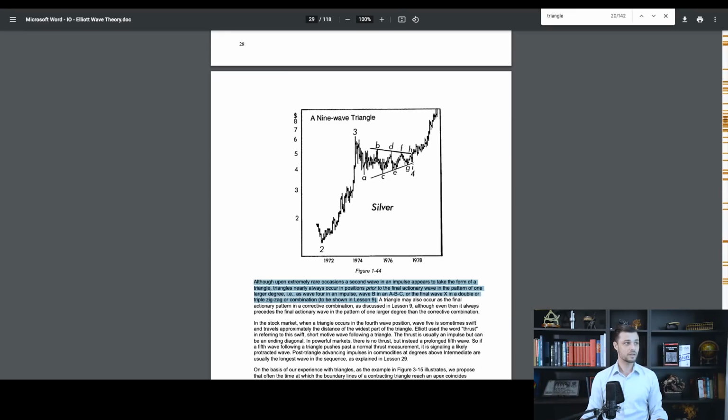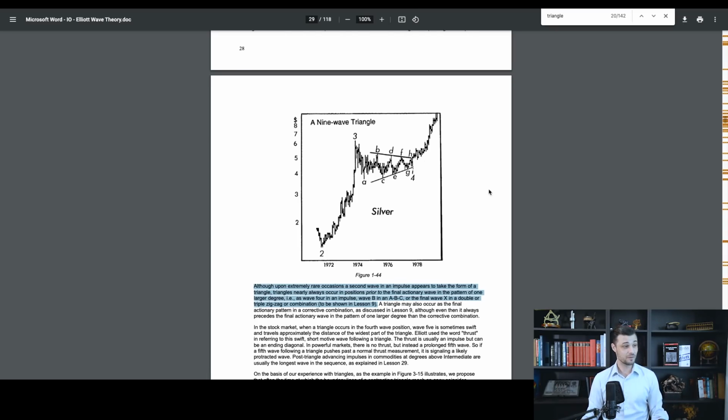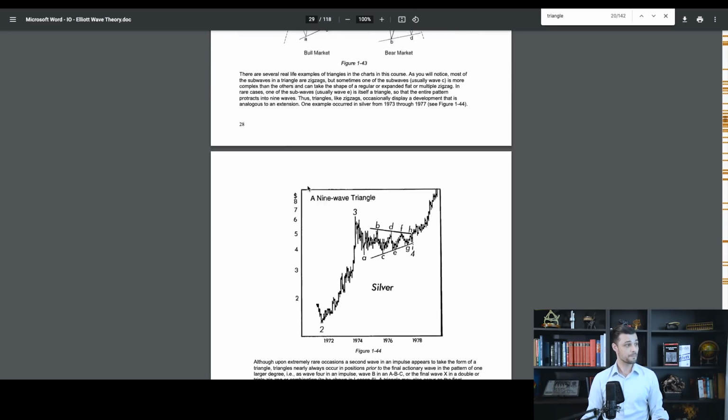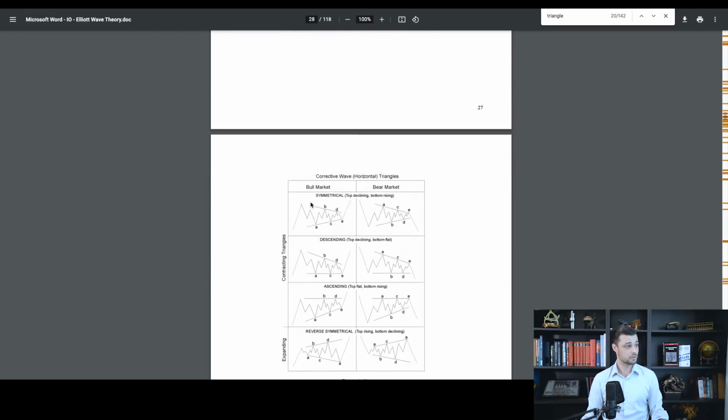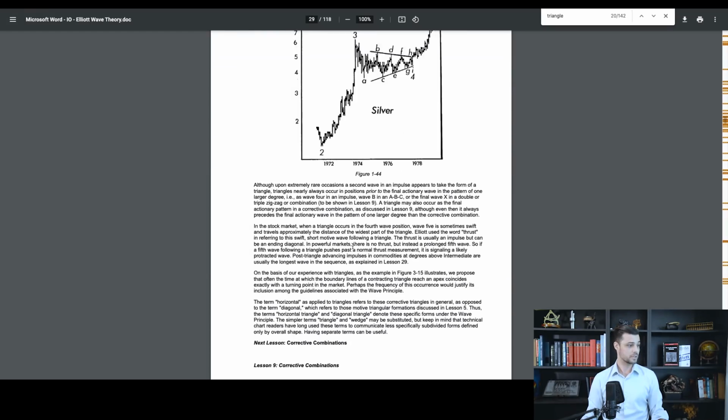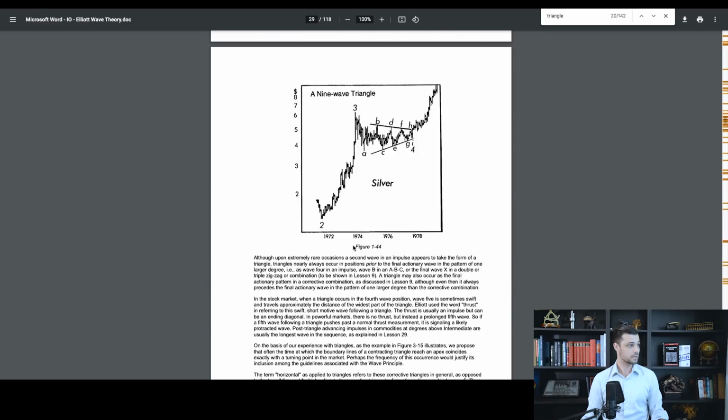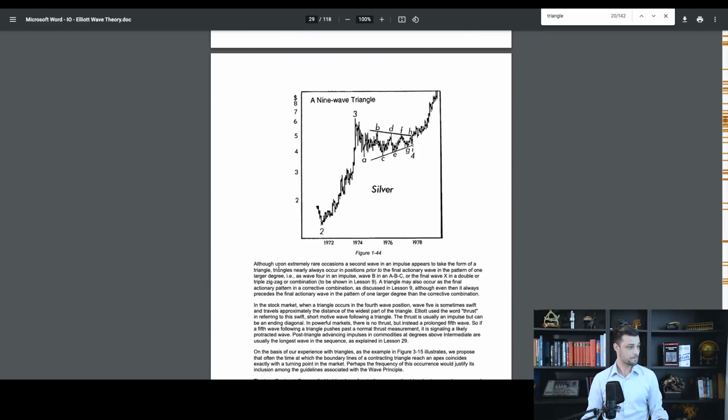So when you spot a triangle, you need to wonder which position it is happening in, and it's here in the fourth wave. Then you go to the Elliott wave course, or you click on the link in the description of this video and it's going to be the same thing. So here you have the explanation of what triangles are, lesson 8, triangles.